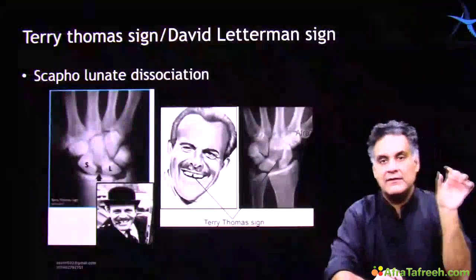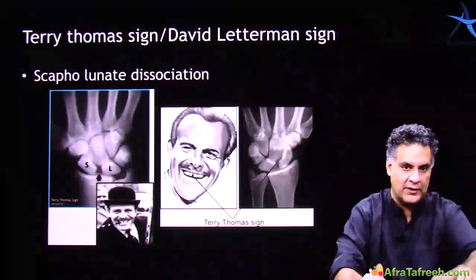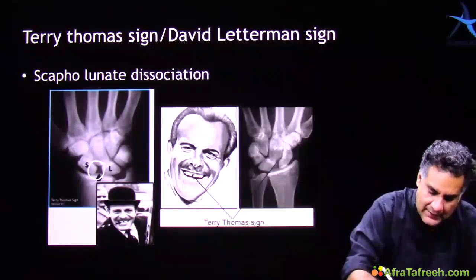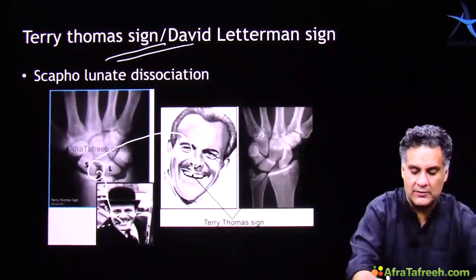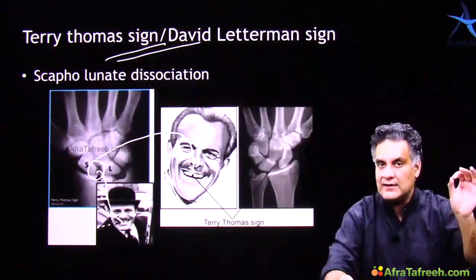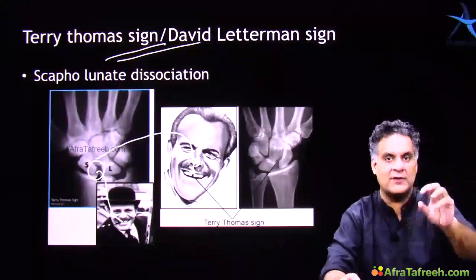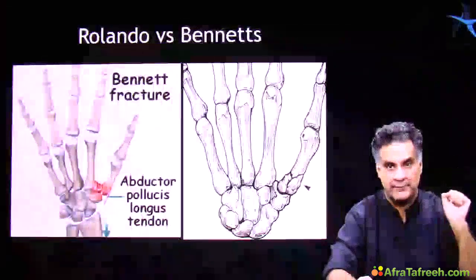And then if there's a disruption between the scaphoid and lunate, you will see a gap here, which is like a gap between the teeth of this gentleman, called the Terry Thomas or David Letterman sign. And in cases of scapholunate dissociation, you have something called a ring sign also, which is there.